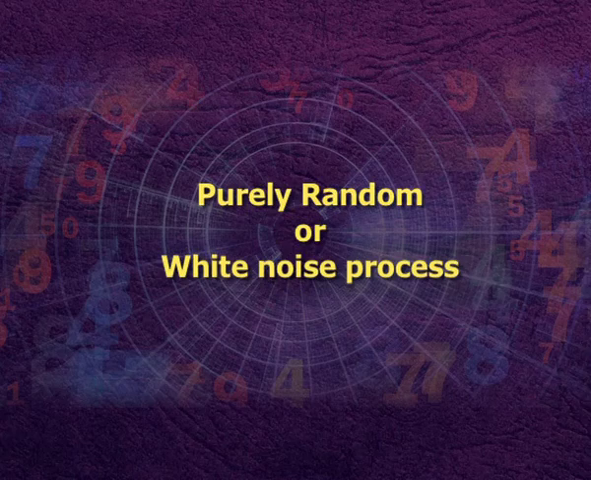Purely random or white noise process. We call a stochastic process purely random if it has 0 mean, constant variance and it is serially uncorrelated. In the classical linear regression model, we assume that ut follows independent identically distributed normal with mean 0 and variance sigma square.